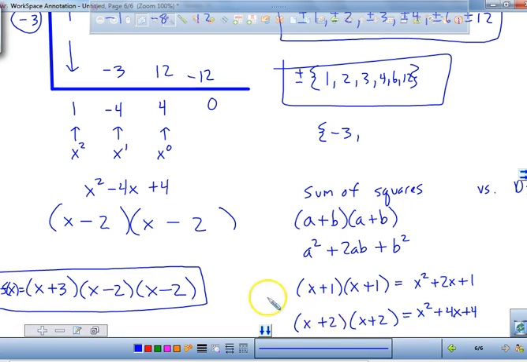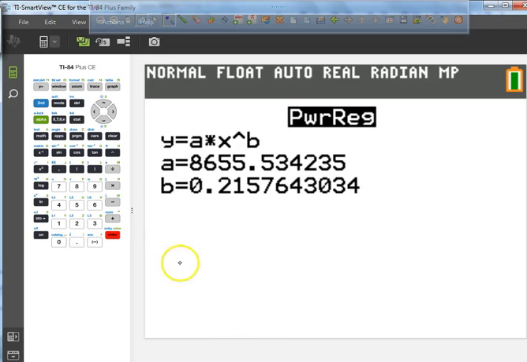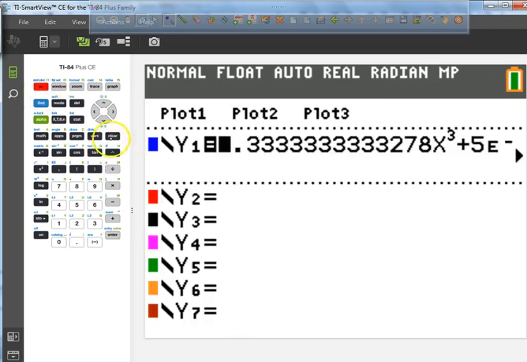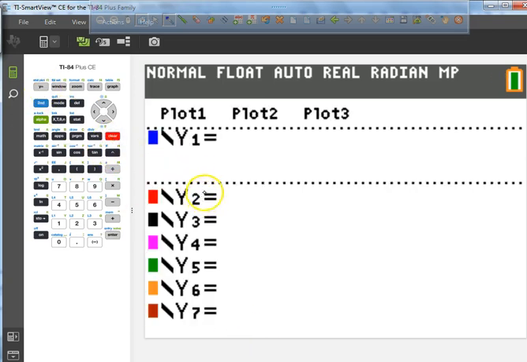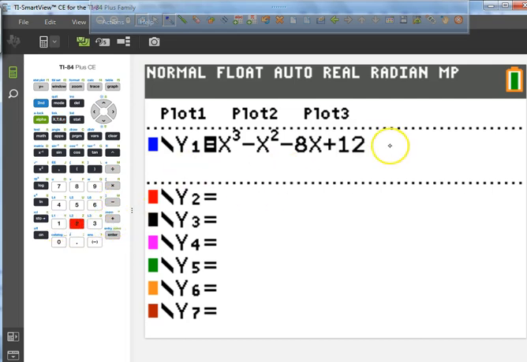So what I'd like you to do is integrate the calculator right now. Hit y equals. We're going to type in problem number 1. Problem number 1 says x to the power of 3, then minus an x squared, then minus an 8x, and then plus a 12. Please type this in with me, exactly as it appears right there.